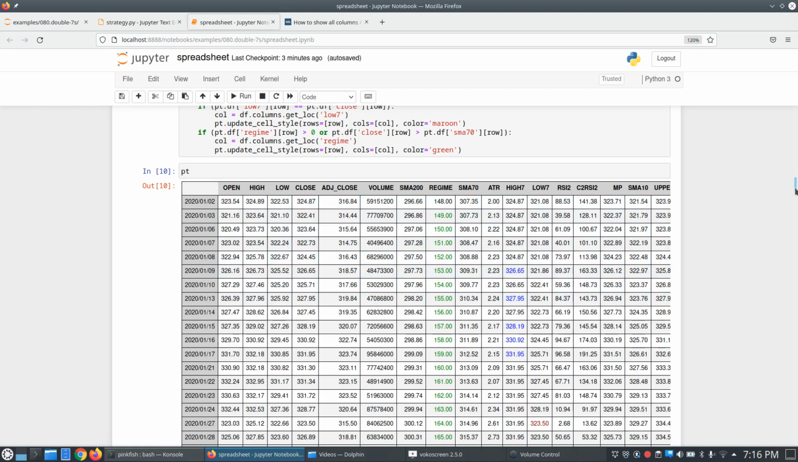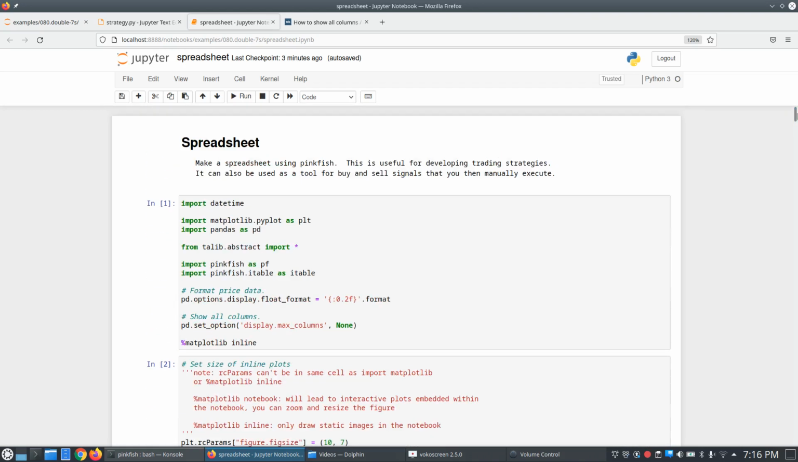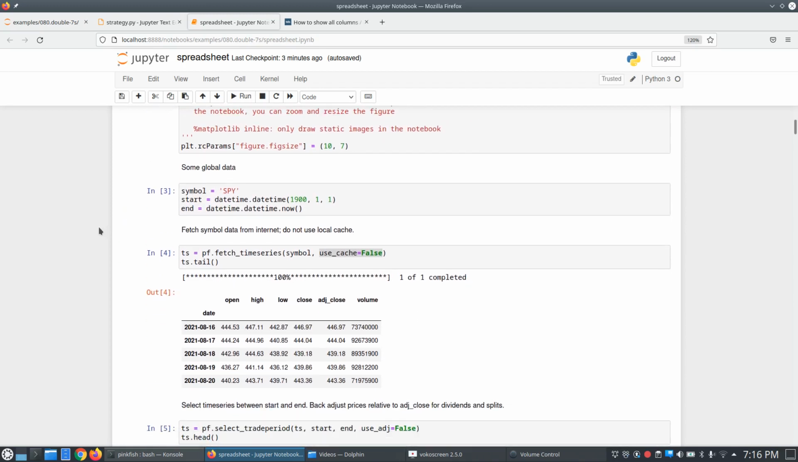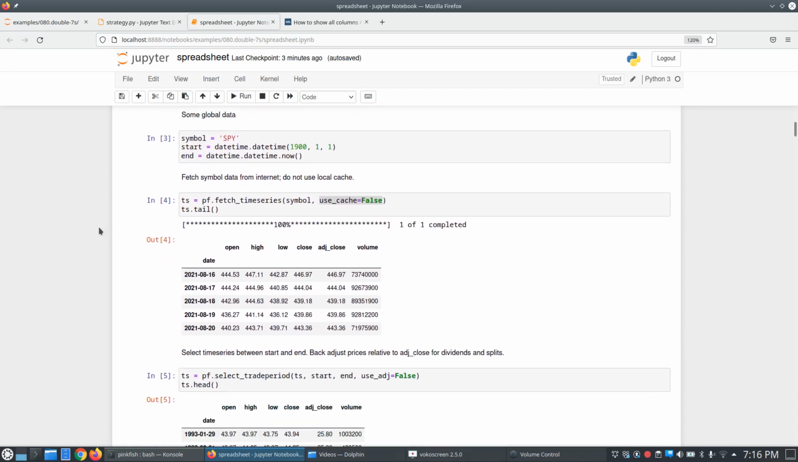So let me scroll now to the top, and I'll quickly go over the code, and then I can tell you how you use a spreadsheet for trading. So in addition to importing Pinkfish, we also import Pinkfish itable as itable. Itable is a separate open source project, and I've just copied the code into Pinkfish for convenience. So we define our symbol and our start and end date as usual.